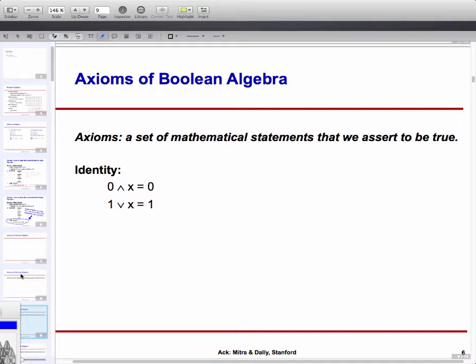Same thing out here. 0 and x is 0, because remember, for an AND operation's output to be 1, both inputs have to be 1. So if I say 0 and x, then whatever x is, the output is going to be 0. 1 or x, the output is going to be 1.